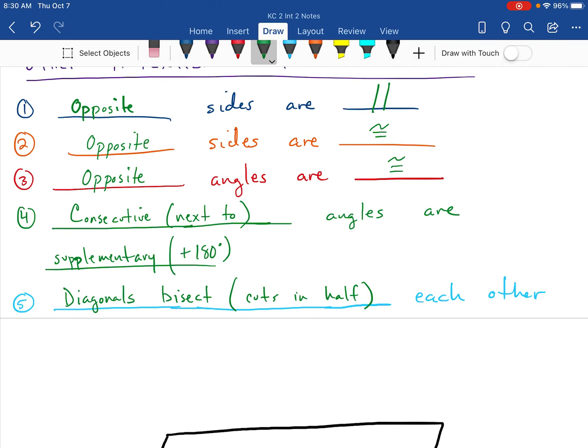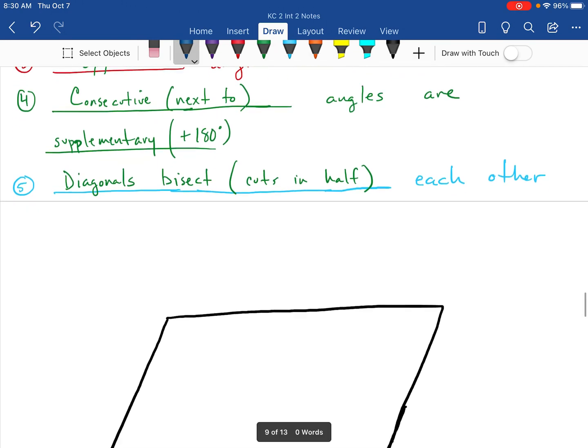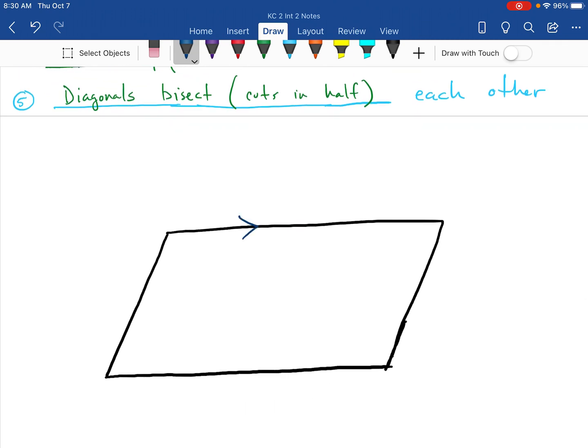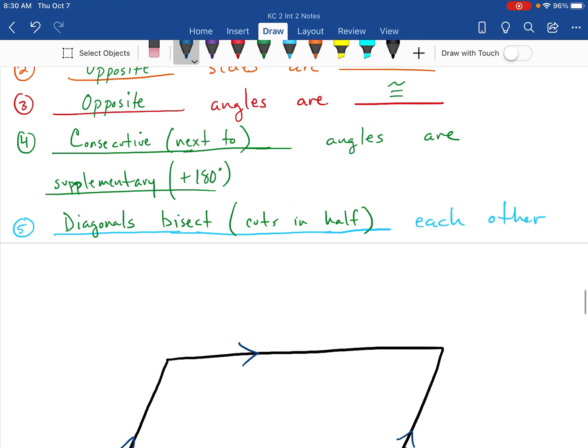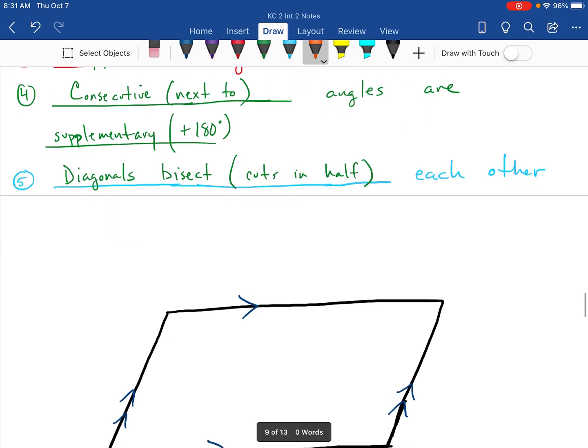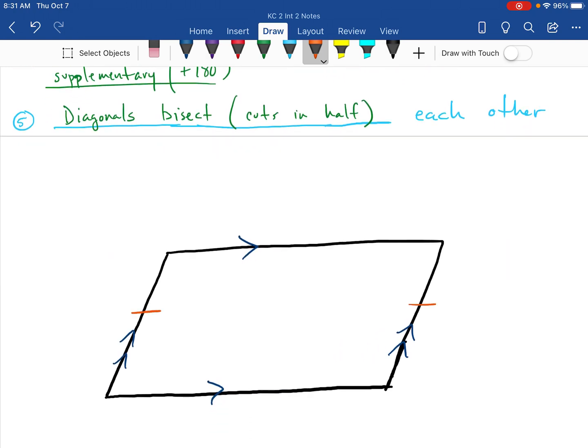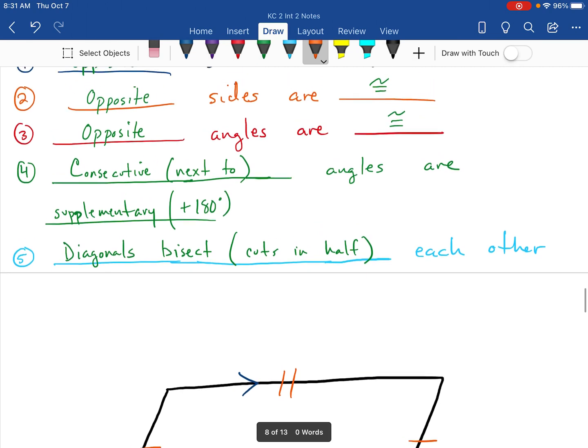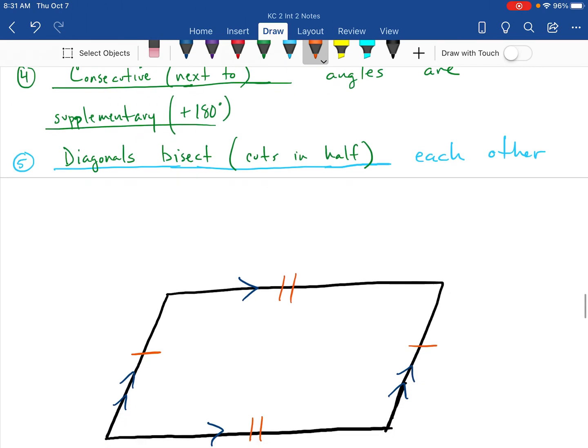Okay, so number 1, opposite sides are parallel. So the symbol for parallel is an arrow. So these two sides are parallel to each other, and the left and the right are parallel to each other. That's the first property. Second property, orange, is opposite sides are congruent. Okay, so the left is congruent to the right, and the top is congruent to the bottom. Again, if I tell you that the top is 10 centimeters, the bottom has to be 10 centimeters. If I tell you that the left side is 5 centimeters, the right side has to be equal to 5 centimeters as well.